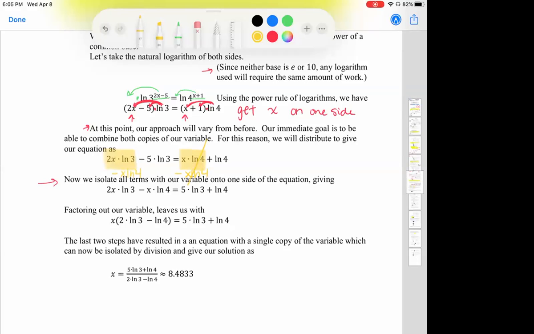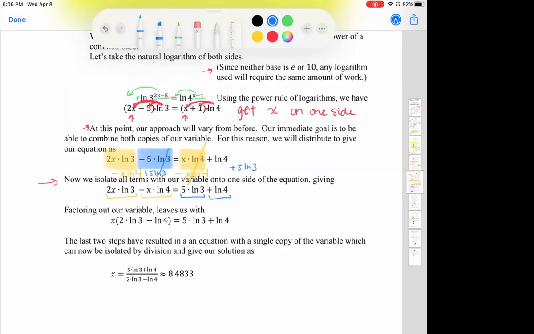If I want to move what doesn't have a variable, we see that this minus 5 ln of 3 doesn't have an x, so let's move it to the other side. Plus 5 ln of 3, that's gone, plus 5 ln of 3. And now we're here, where we see that each one of our terms on the left-hand side has an x, and on the right-hand side, we have no x's.